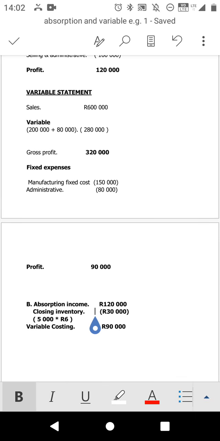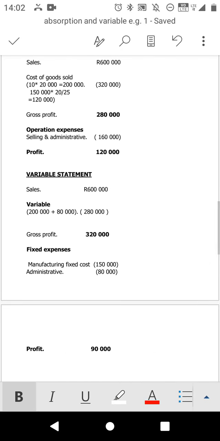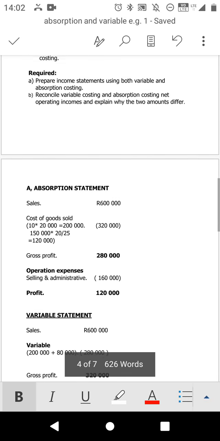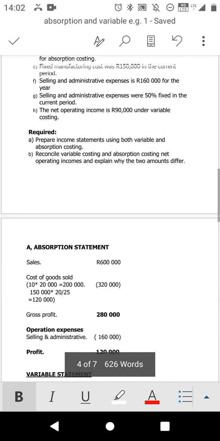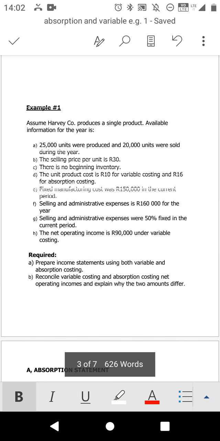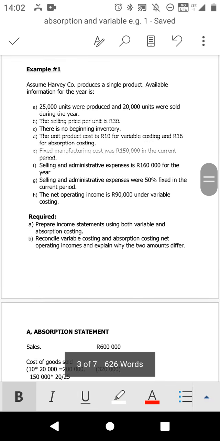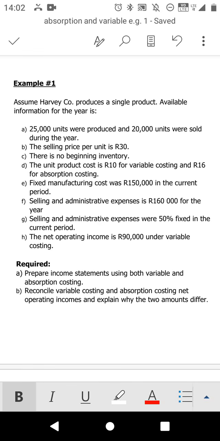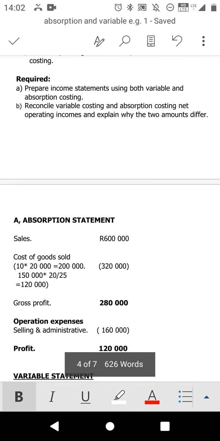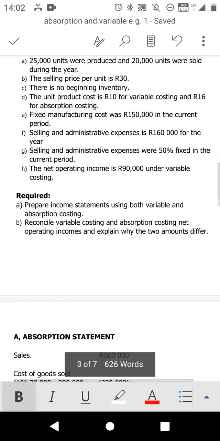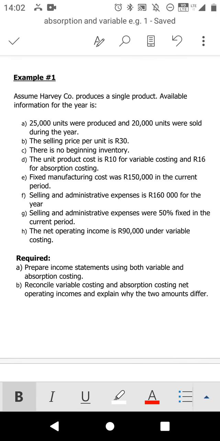Remember guys, in the statements that we have done, we don't have over absorption or under absorption, which I am going to explain in the example that I'm going to do next. Then the other part in this question, we don't have an opening balance, which may affect your absorption statement and variable statement. So I'm going to do that in the next lesson.